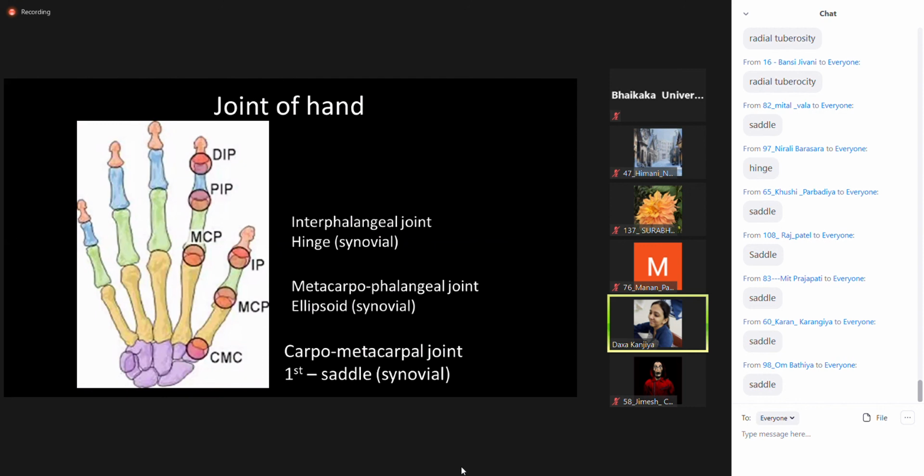So this is all about the bones of the upper limb. Any questions? Anything that you don't understand in the bones of the upper limb? Okay, you can enter your roll number.